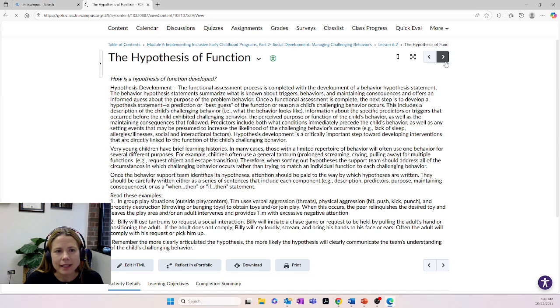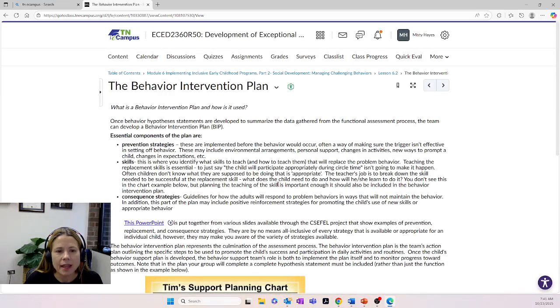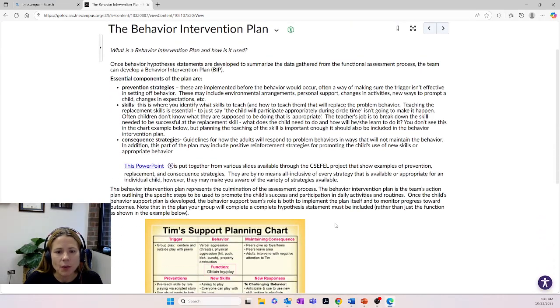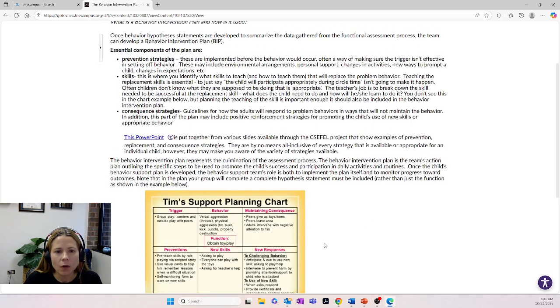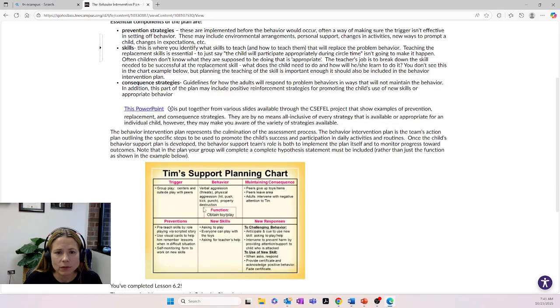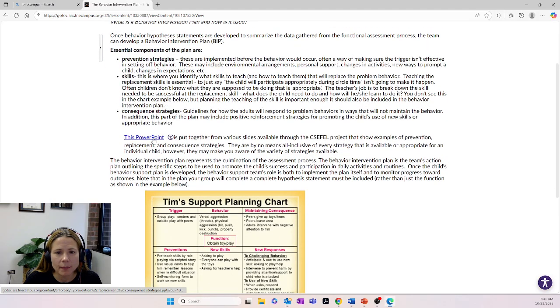And then lastly, we are going to look at the behavior intervention plan. So, how do we support them? And this is actually going to be part of your homework. So, make sure you pay close attention to this. I also did put a PowerPoint. This came from CSFIL, and this is going to show you different examples of prevention and replacement strategies.